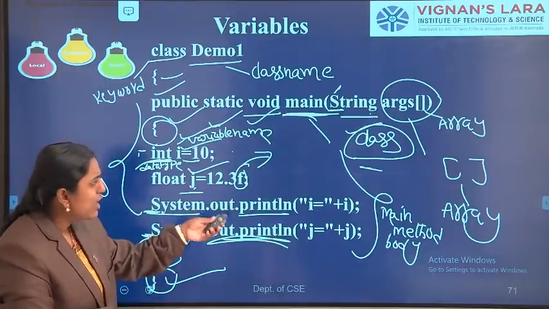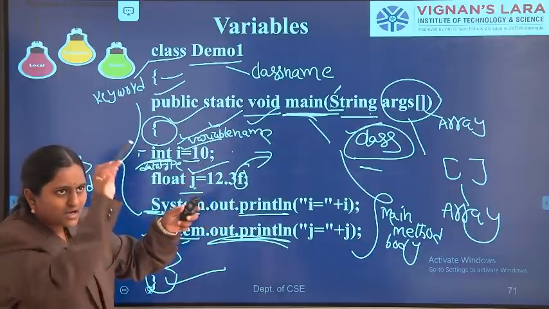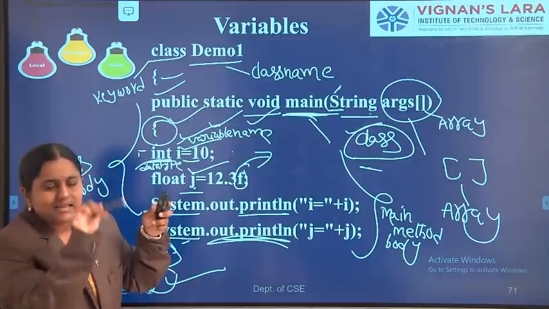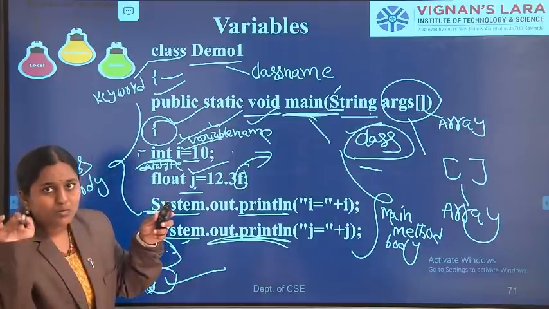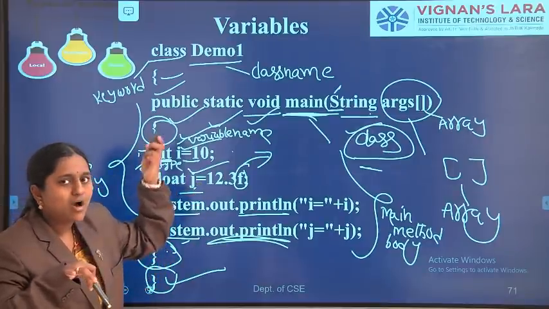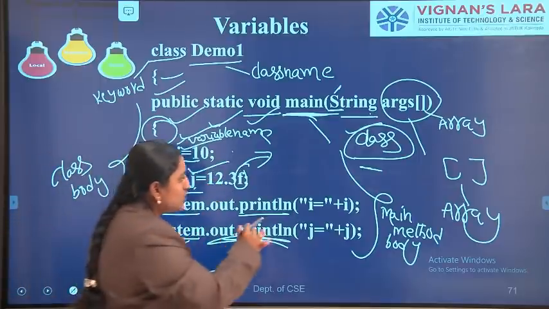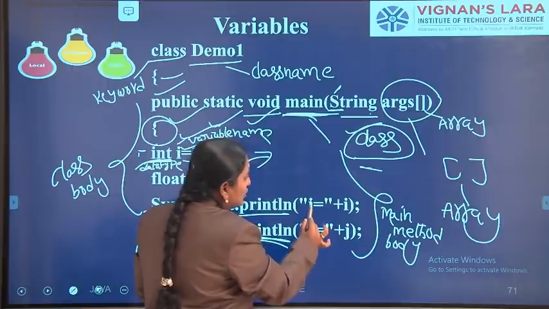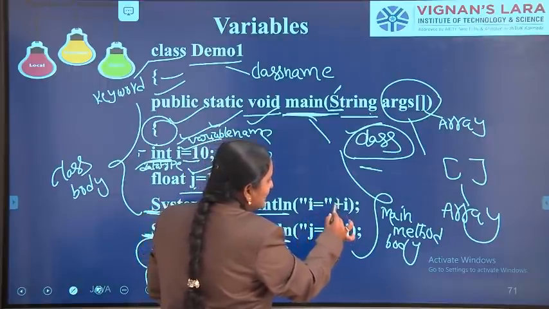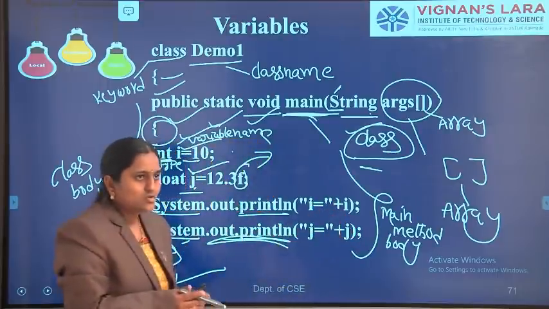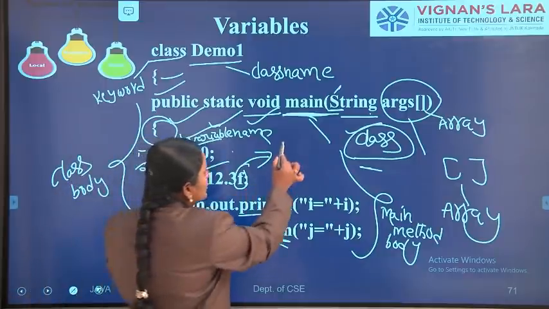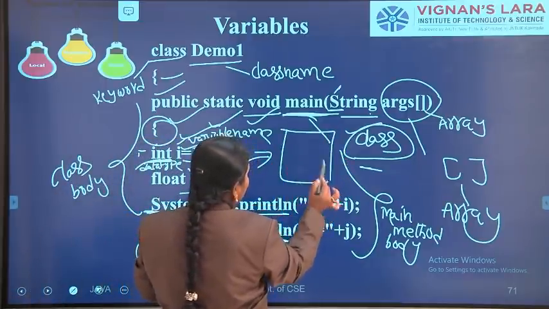Here we have to print these two values on the console screen. On the screen, we have to get the output. We are initializing the values of i and j variables. Here, "i = " plus i. Here plus is the concatenation. So on the screen, we have to display the values.